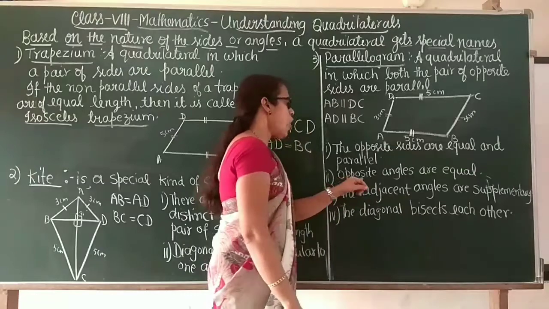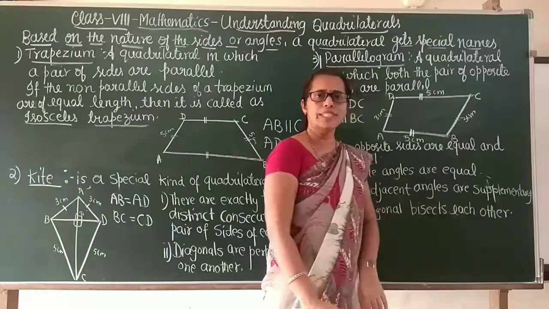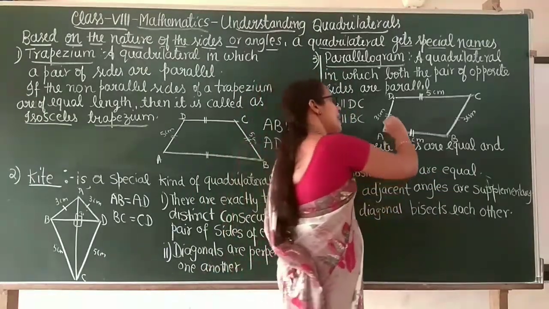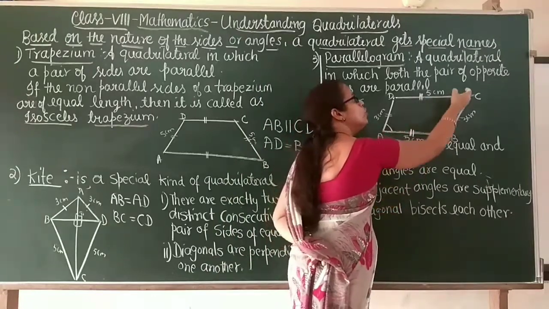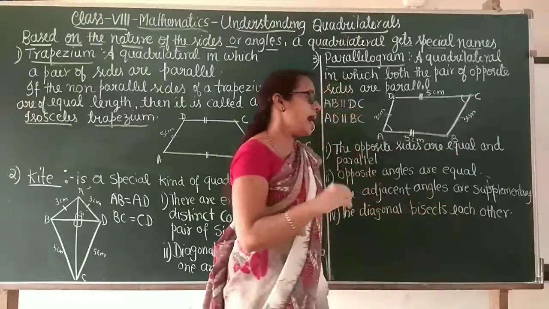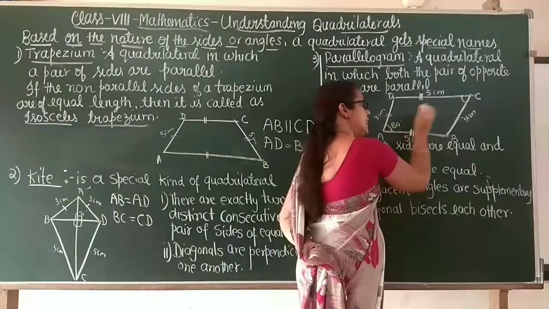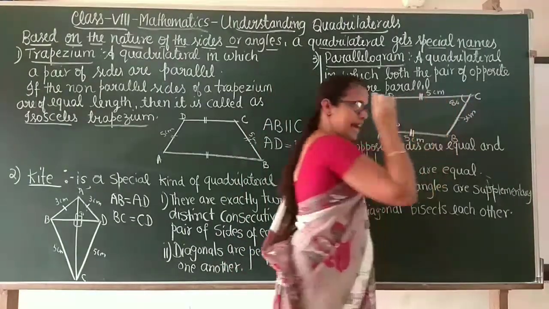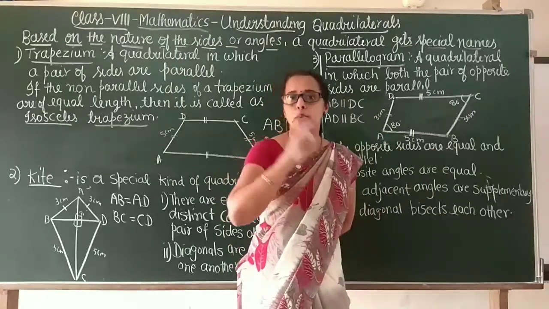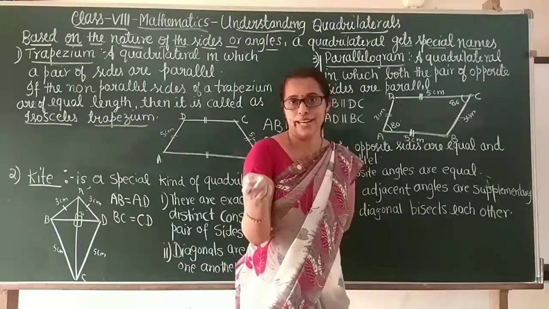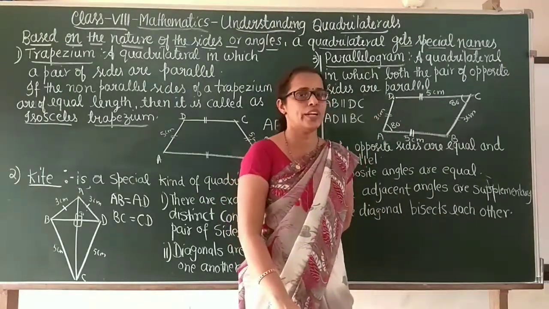Second property, opposite angles are equal. Which are the opposite angles, children? Angle A is opposite to whom? Angle C. They are also equal. If this is 80 degree, how much is this, children? That is also 80 degree. Opposite angles are equal. That's the speciality of a parallelogram.